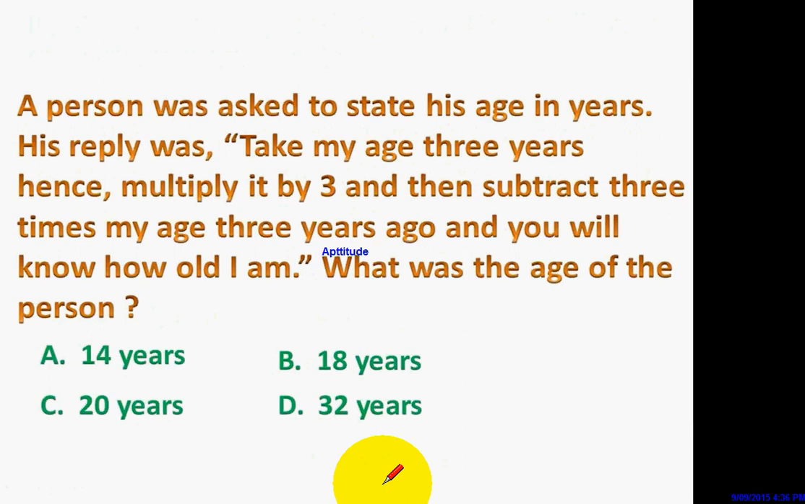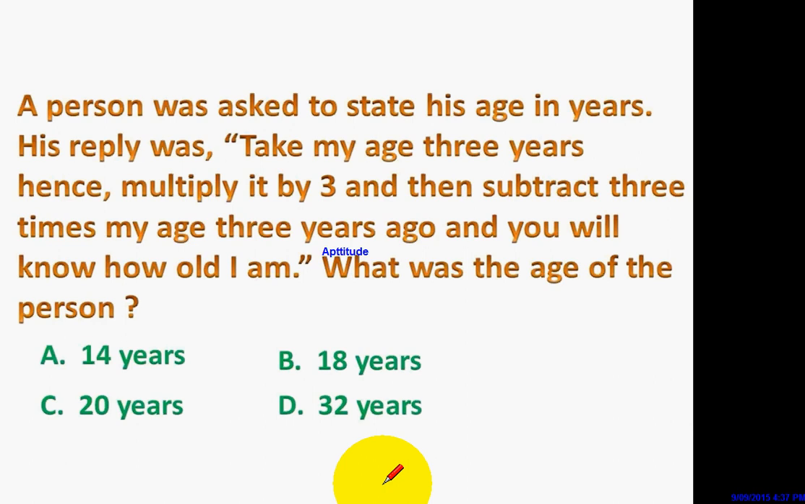Now there is another kind of problem here, which belongs to a different category. A person was asked to state his age in years, right? His reply was, it's a direct speech, take my age 3 years hence, multiply it by 3, and then subtract 3 times my age 3 years ago, and you'll know how old I am.